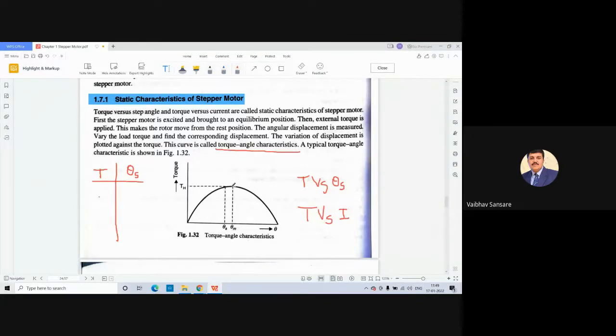After the maximum value, if we still vary the torque value, or if we still vary theta, that is the angular displacement, then there is a fall in torque. So this will be the typical curve of torque versus load angle, which is also termed as the static characteristics of a stepper motor.